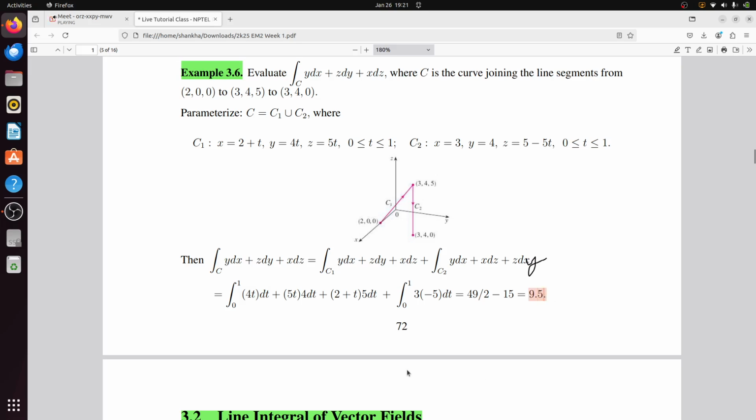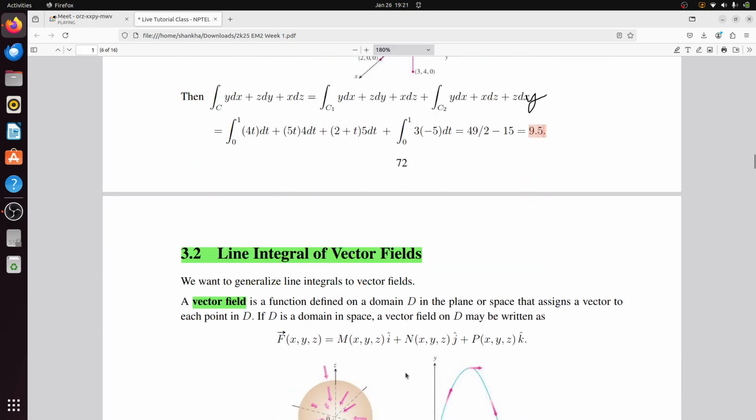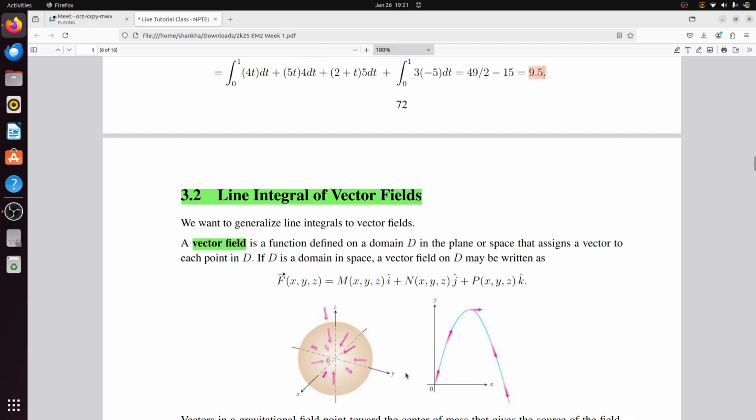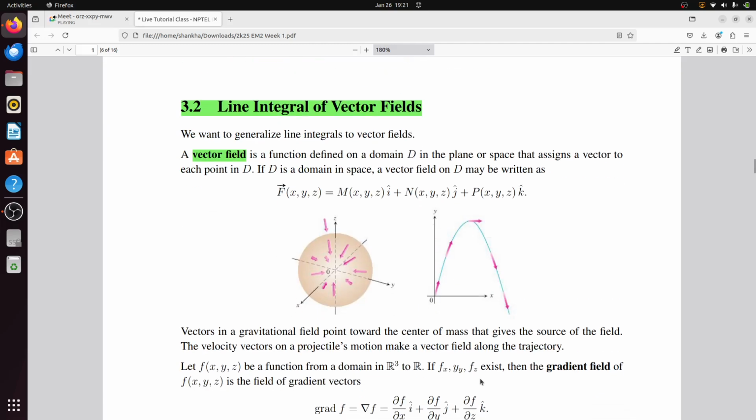So 9.5 will be the answer. Okay, now we will move to vector fields, because that will be the most difficult one. Till now we have done line integration just over geometric objects, geometric lines, curves and all. Now we will do line integration of vector fields, and we will learn to generalize that notion. Instead of a function, we will have vectors F(x, y, z), whose components M, N and P are functions of x, y, z.